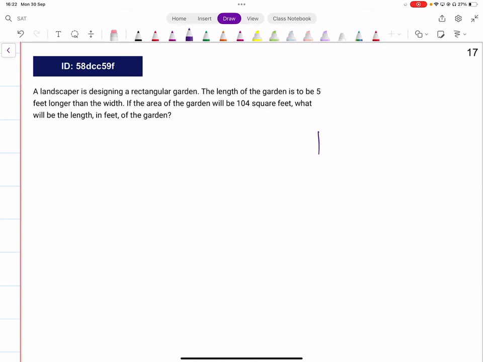You have a rectangle. We want to find the length. Length is 5 feet longer than the width. If we say the length is x, what would the width be? x minus 5. Area of the garden is 104. We can say x into x minus 5 should equal 104. That's an equation that we get. We just solve this equation.